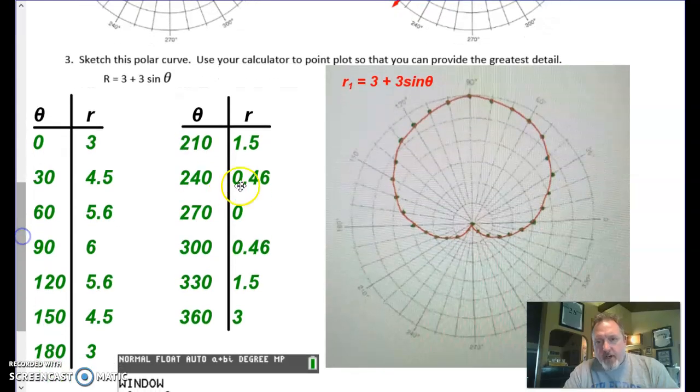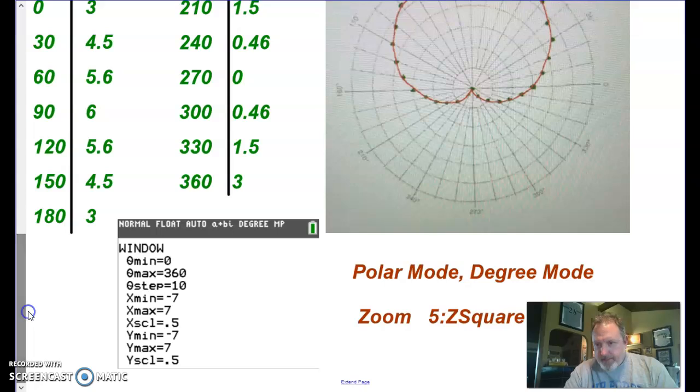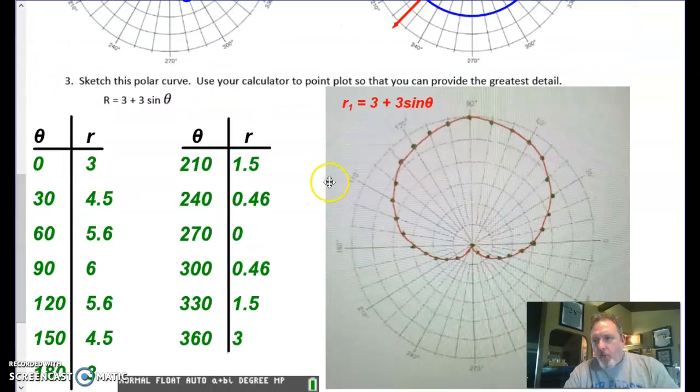You don't have to have this many points, but try to put enough there so you can get decent detail. Here's a brief chart. On your quiz, there will be a chart, so you don't have to fill in the theta values per se as much as go to your table, go every 10 degrees, fill out the chart, and you'll get the points for that. When I graph this, I'm in polar mode and degree mode. That's the big thing here, polar mode and degree mode. When you hit y equals, because you're in polar mode, it's going to give you r1 instead of y1, and I just typed in 3 plus 3 sine theta.